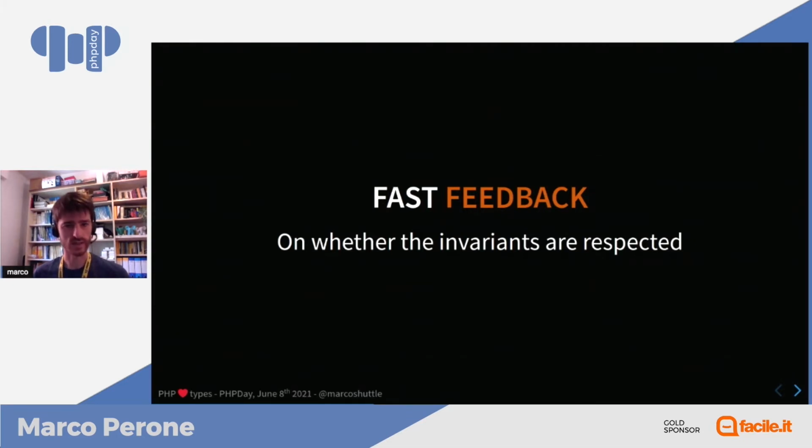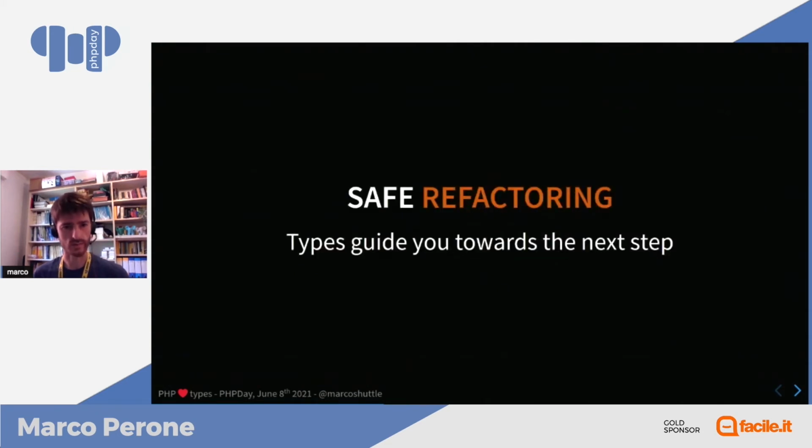And since we have this fast feedback, types help us a lot during refactoring steps, because if the type checker tells us that some types are not aligned, then probably our refactoring is not over. There's still something we need to fix. And once all the types are aligned, probably we are done with our refactoring. So they are really a nice guide throughout the refactoring process.